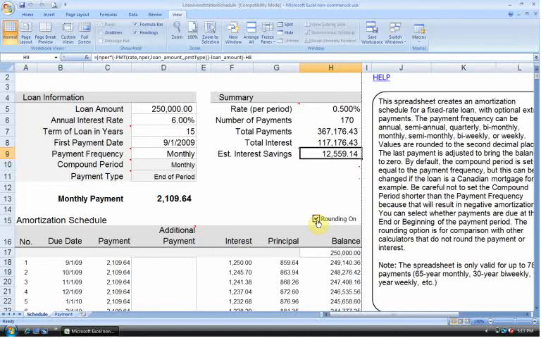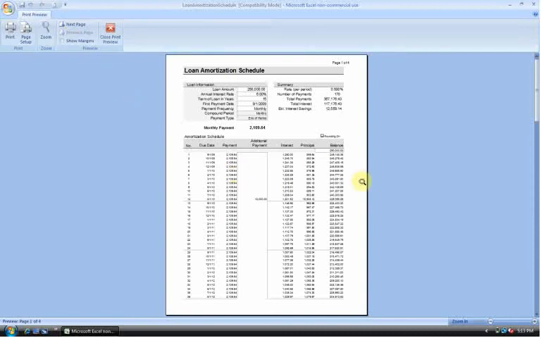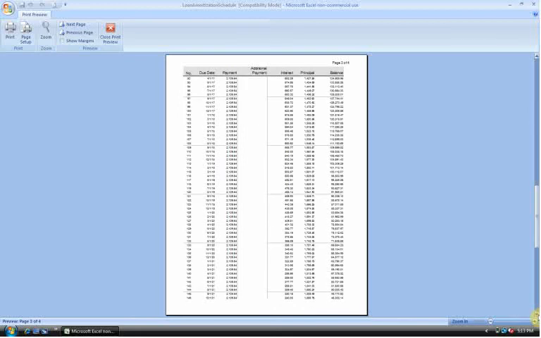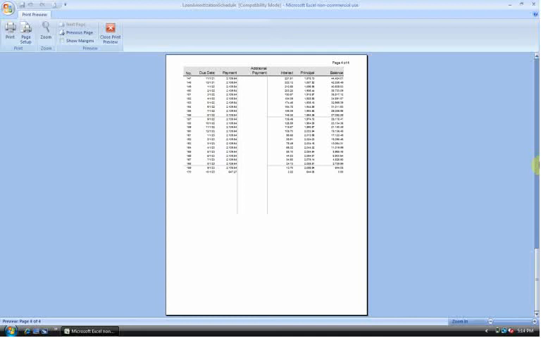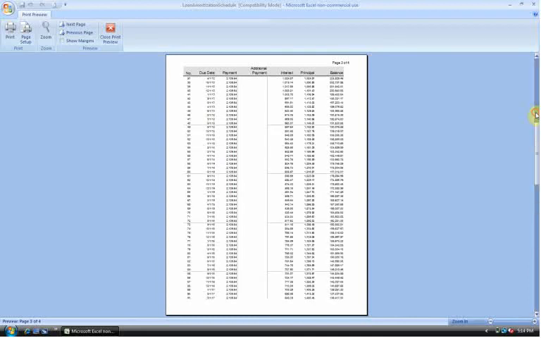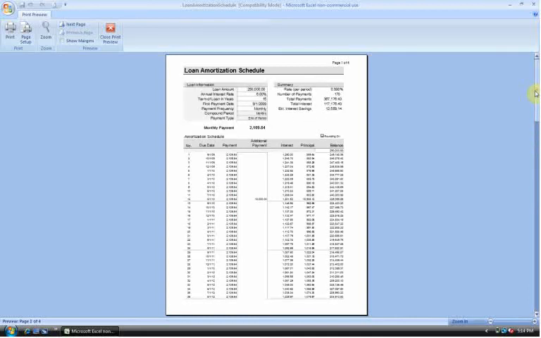Finally, I'd like to show you the printing capacities of this spreadsheet. If you go up to the print preview here, this spreadsheet is very printer friendly. You can scroll down and you see that we have a summary sheet right at the top, and the whole amortization schedule is right below, and it fits nicely onto several pages with no outstanding numbers, and it's a very clean looking interface that you can print out and share with whomever you'd like.